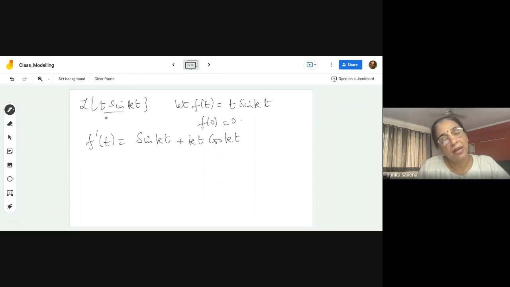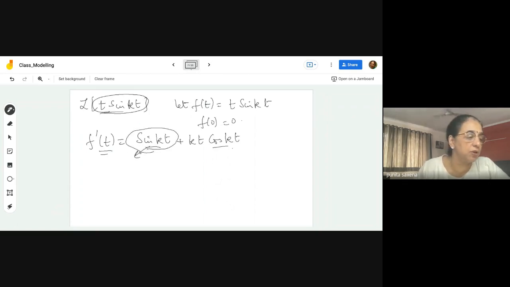Now see, why I have taken up this, because this is a trigonometric function. In the earlier case, just the first derivative itself had given you the terms in which the term whose Laplace transform we had to find was also present. But in this case it is not the case, right? So I have this, and if I have to find the Laplace transform of this, I can always find it. It's not a big deal, okay.